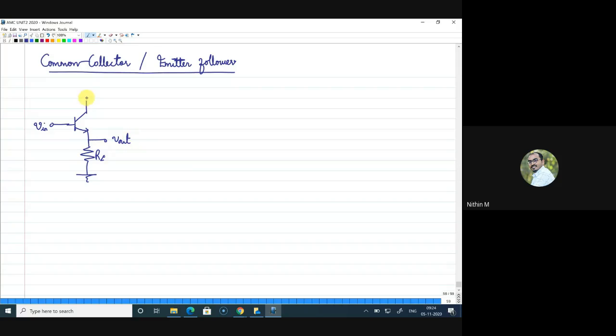Now the collector terminal should be common, and we have to bias it properly, otherwise it will not work. So we will be providing a collector voltage, which we call VCC. But this VCC will be AC ground, right? For AC signals or small signals, this will be AC ground. So the collector terminal acts as a common terminal.